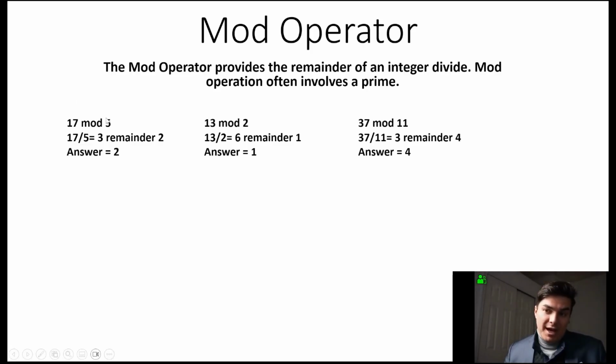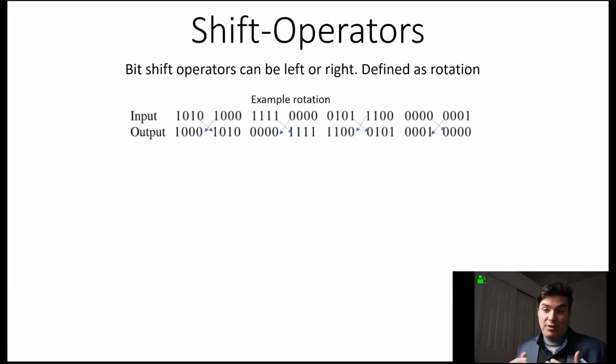So 17 mod 5, that's 17 divided by 5, which is 3, giving us the remainder of 2. What we're looking for is the remainder, because it's 5, 10, 15. So 17 minus 15, answer is 2. 13 mod 2. 2, 4, 6, 8, 10, 12. 13 minus 12 is 1, because the remainder is 1. 37 mod 11. 11, 22, 33. So 37 minus that 33 gives us a remainder of 4. So the answer is 4. You have to know how to do the mod.